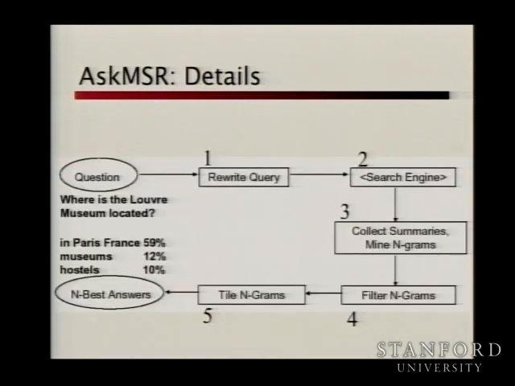So here's basically how the AskMSR system works. You start off with a question: where is the Louvre Museum located? You very crudely rewrite it, I'll show you in a minute. You send your rewrites off to a search engine. You get back just the snippet text. They never actually went to the full documents for efficiency reasons. They just scraped the search results page. You then collect and count n-grams from those snippet results. You filter them and tile them, and then you get ranked answers back from it.